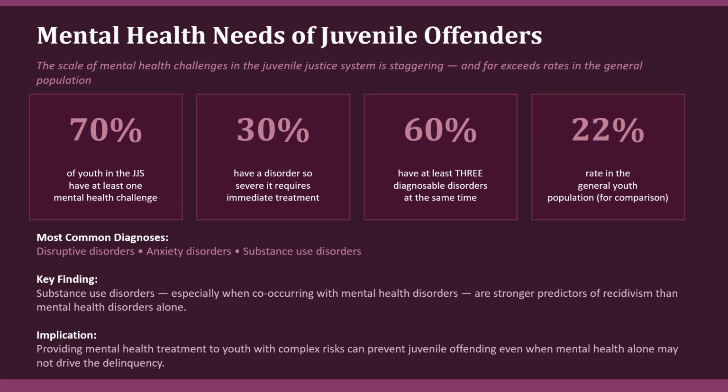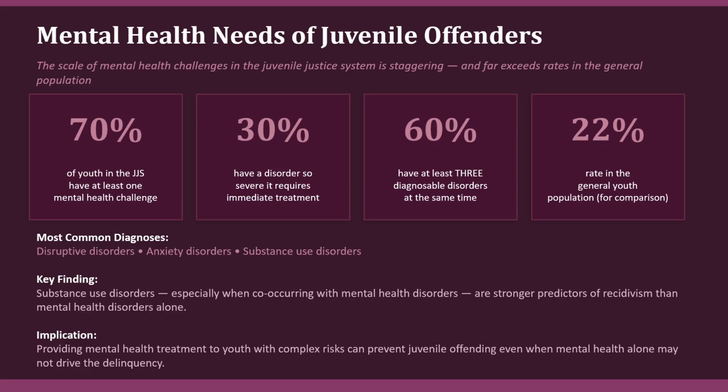Nearly 30% of juvenile offenders have a disorder so severe it seriously disrupts functioning and requires immediate treatment. And approximately 60% of youth in the juvenile justice system have at least 3 diagnosable disorders at the same time. The most common of these are disruptive disorders, anxiety disorders, and substance use disorders.